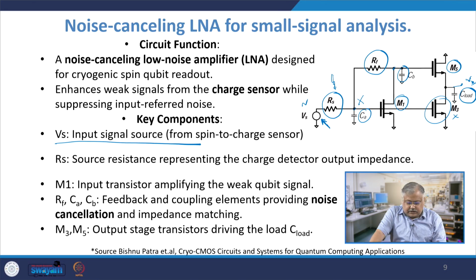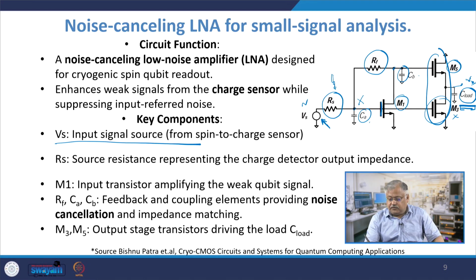M1 is the input transistor amplifying the weak qubit signal, and RF, Ca and Cb are the feedback and coupling elements which are used for noise cancellation as well as for impedance matching between the input and the output. M3 and M5 are the output stage transistors driving a load, which is C load. This inverter drives this load by an external pulse which is given by Vs.